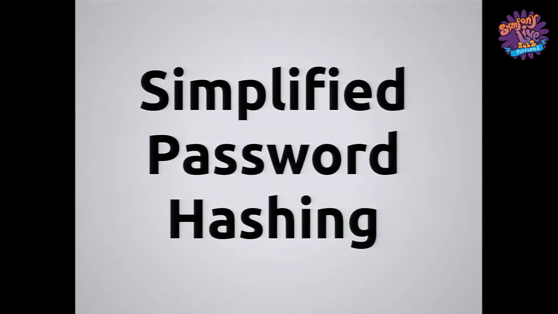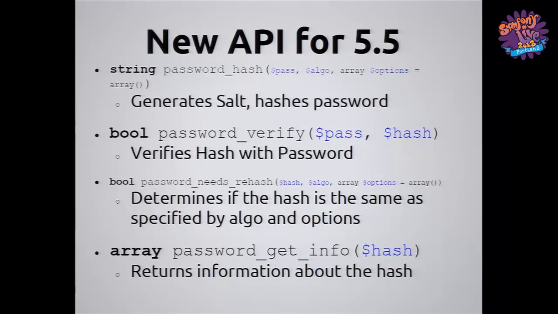So the final thing I want to talk about with password hashing specifically is a new API that is coming out in 5.5, and is also in a compatibility library that I maintain. So basically, there are four functions. password_hash takes a password, an algorithm constant, and an optional array of options. It generates a salt for you, computes the hash, checks for errors, and returns you the hashed password. It does everything for you.